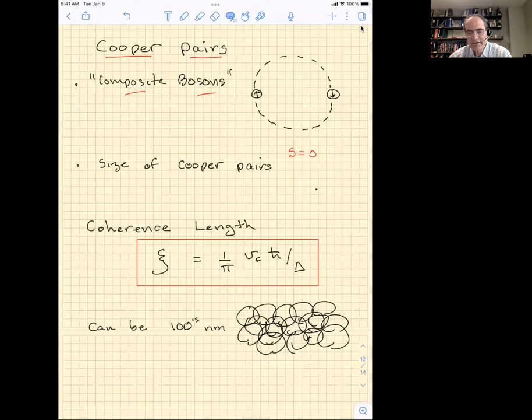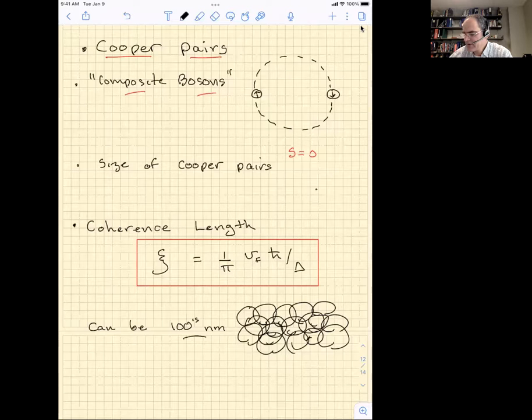Okay, just to summarize, we found that electrons can form Cooper pairs, which are composite bosons. And these pairs, interestingly, are rather large. We estimated the pair size, or here the coherence length, and we found that this quantity can be of the order of hundreds of nanometers.